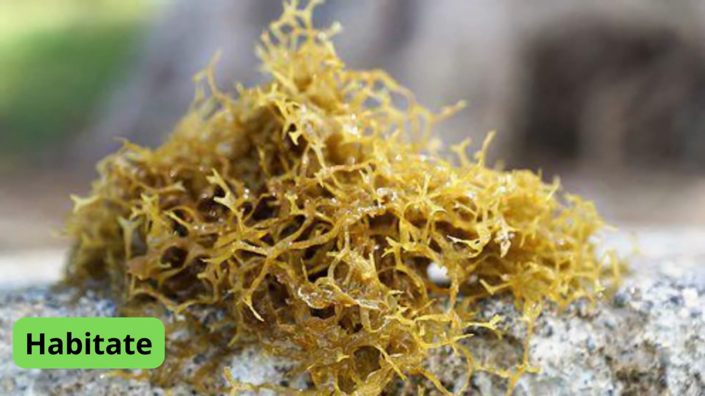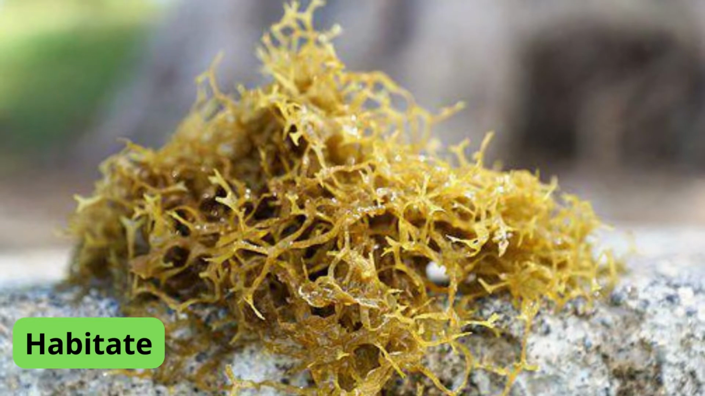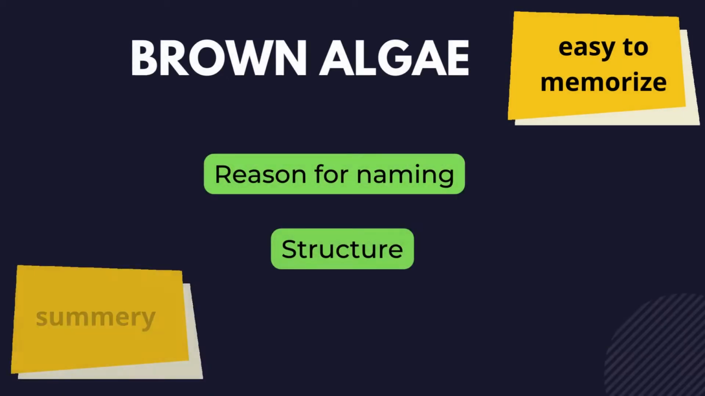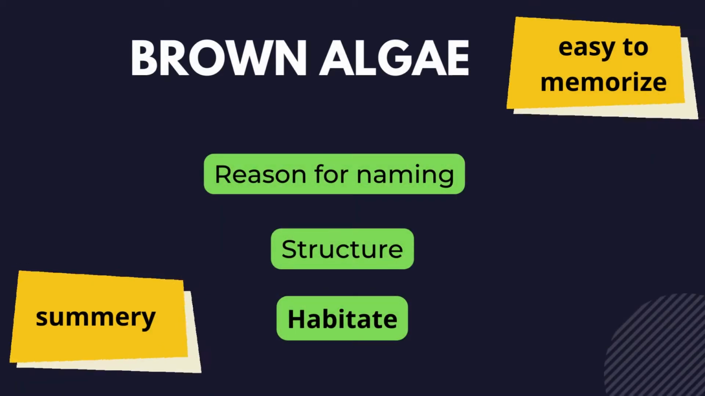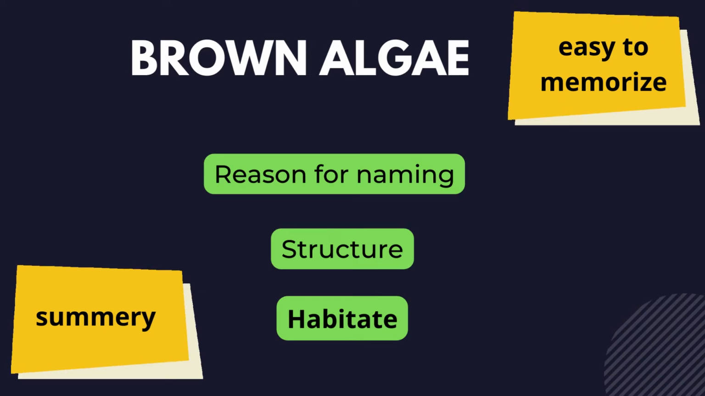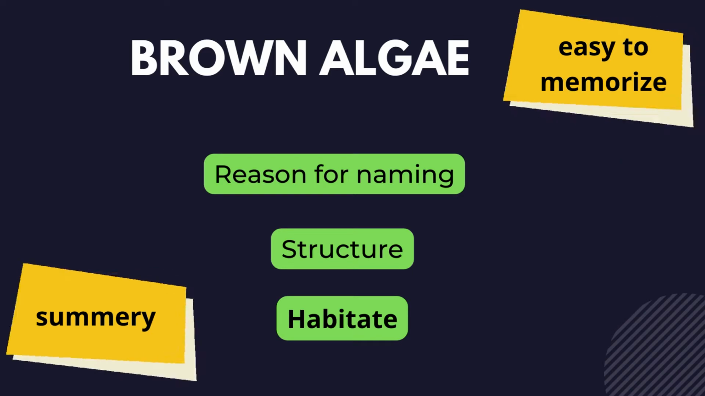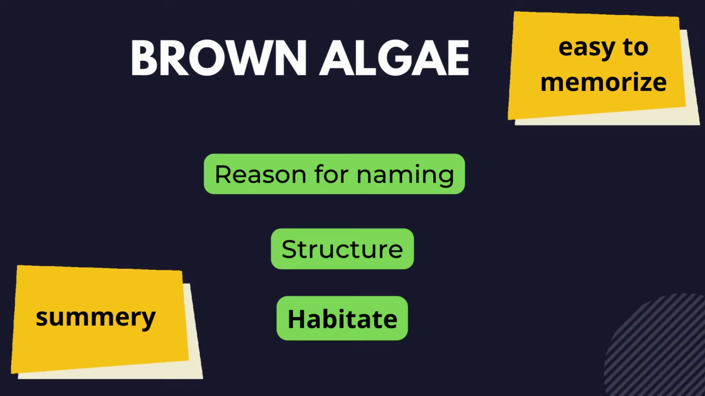Habitat: where they live. Brown algae are common in cooler marine waters, especially along rocky coastlines in the intertidal zone. We have discussed brown algae. We discussed reason for naming and its structure. In structure, we have discussed the structure of kelp. It consists of blade, stipe, and holdfast. Habitat: cooler aquatic habitat.